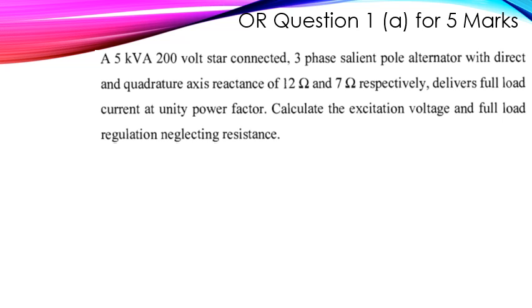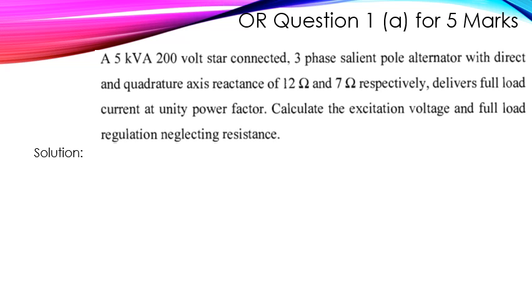The question is: a 5 kVA, 200 volt, star connected 3-phase salient pole alternator with direct and quadrature axis reactance of 12 ohm and 7 ohm respectively delivers full load current at unity power factor. Calculate the excitation voltage and full load regulation neglecting resistance.